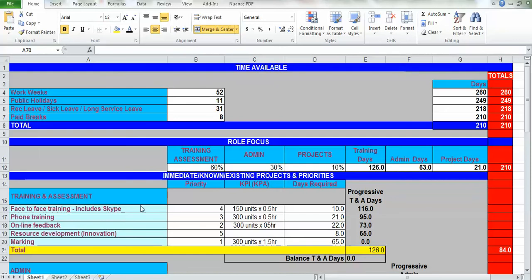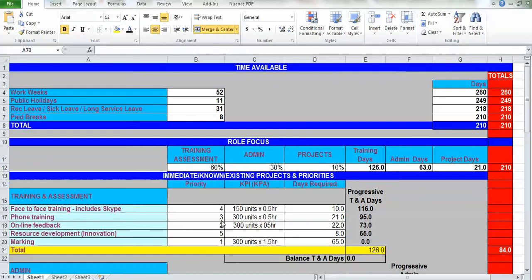So looking first at training and assessment, and looking at priority 1, which is marking, we're saying the KPI is 300 units a year. So we're saying, yes, we're going to achieve that, and it's going to take us an hour and a half per unit marked to achieve that. So that's 65 days we're going to spend in marking over the year. Second priority is giving feedback to students. And we've said for each of those 300 units achieved over the year, we're going to spend half an hour giving feedback to students, which is another 22 days spent giving feedback.